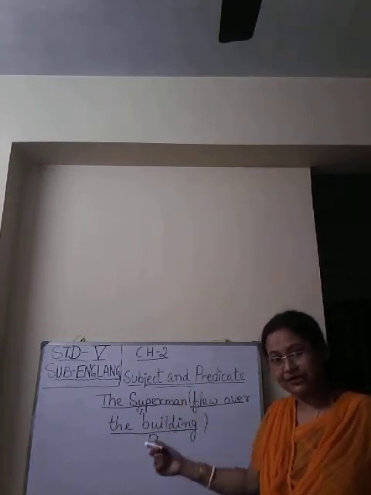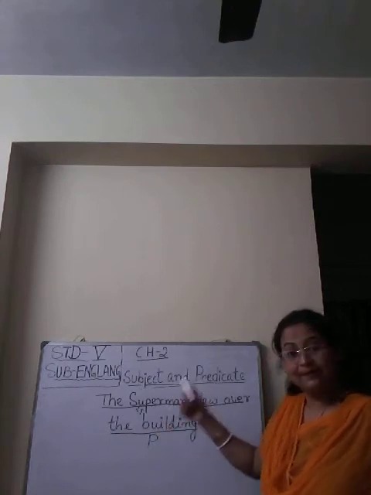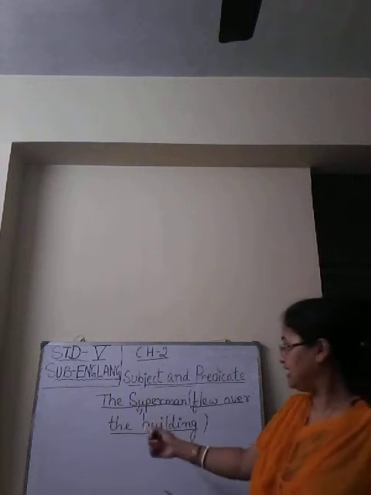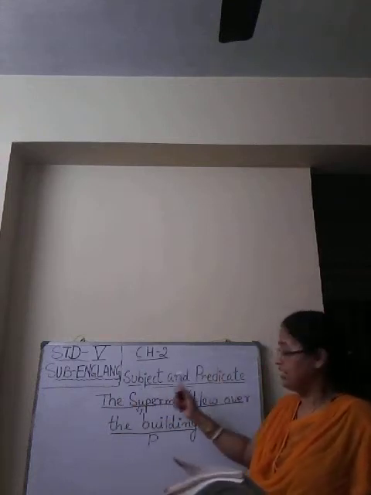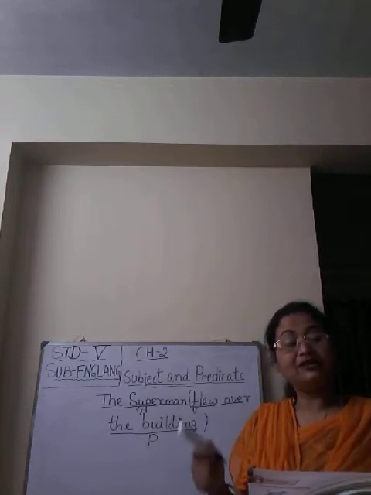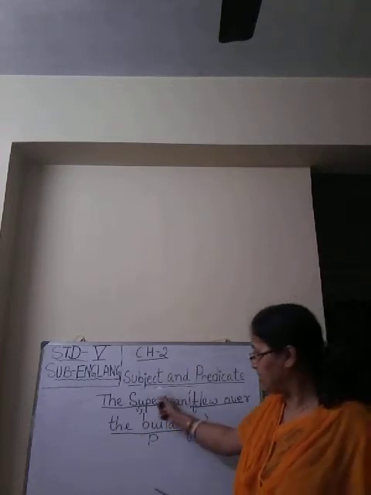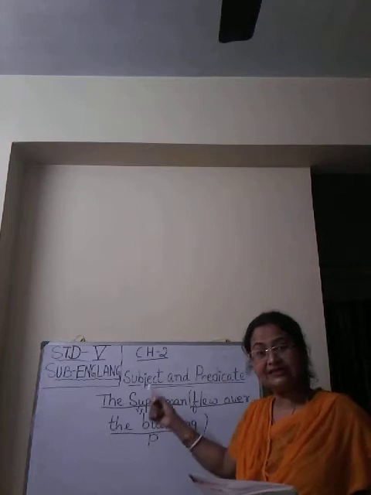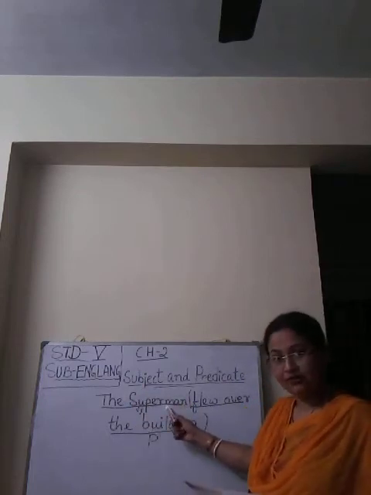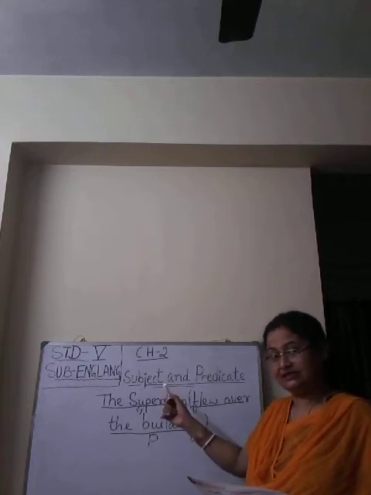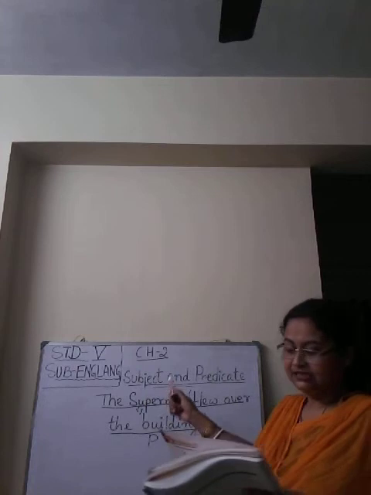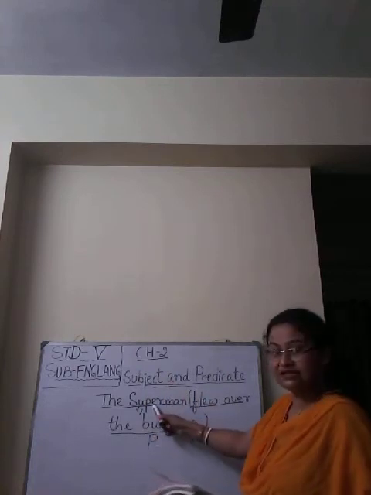As I have told you, a complete sentence is divided into two parts. One is the subject, the other is the predicate. Now which part of the sentence is the subject? The part which names a person. This subject is always a noun or a pronoun. Here Superman is a noun. Always remember this. The subject here is Superman.